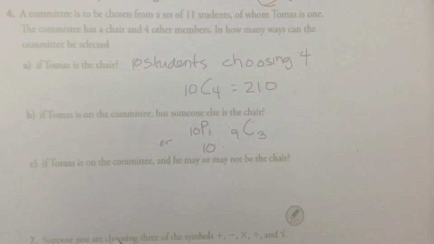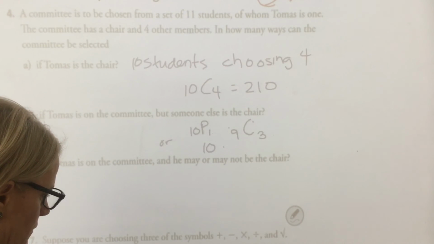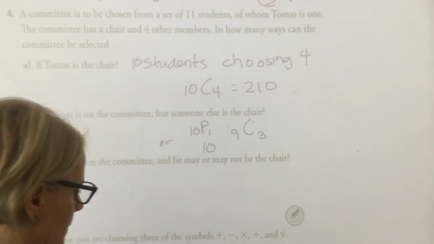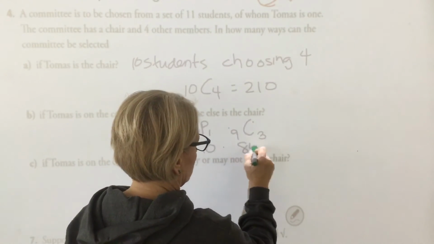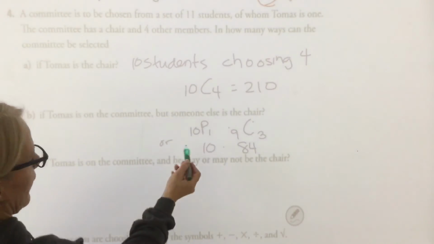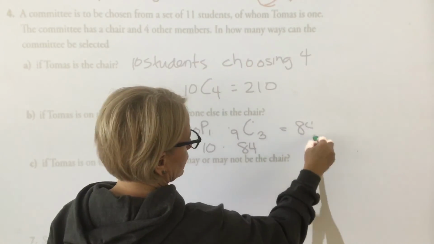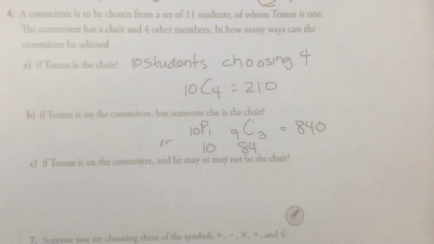And that 9C3, I don't have that number. I could get it for us. Let's see. So 9C3 is 84. So you have to have the chair and 3 more people, so there's 840 committees.